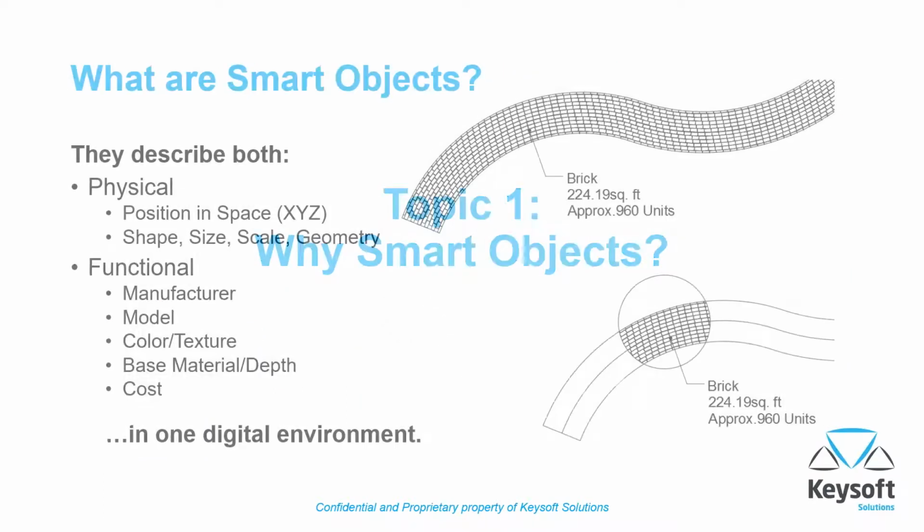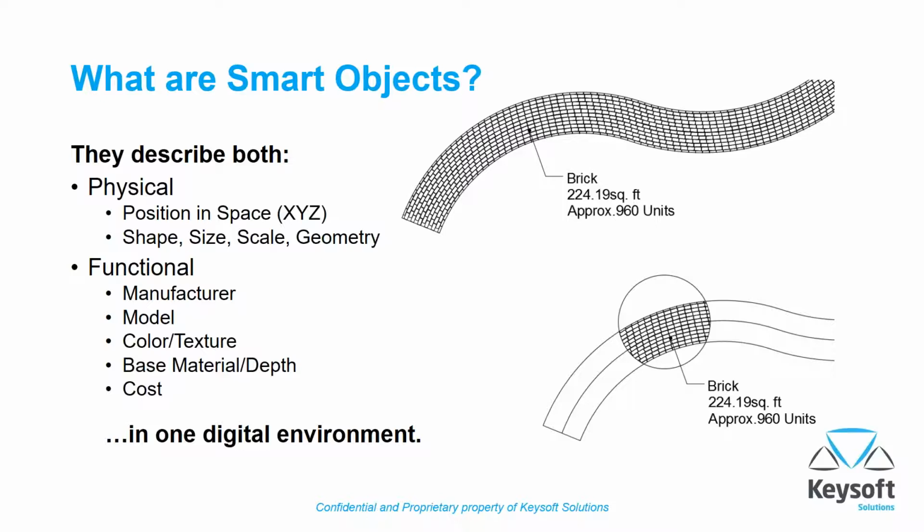So topic one, why smart objects? AutoCAD is really good at physically describing things. As we all know, we've all been using AutoCAD or an AutoCAD style drafting program for a long time to define X, Y, Z, how something is scaled, where it lives in space, how it's twisted, how it's rotated. What KeySCAPE adds to that is the functional data. So whether that's the manufacturer of a concrete unit paver, the model, the texture, even down to the subsurface conditions, like what are you using as a subbase and how do you quantify that material? Those are all things we can tie to smart objects.